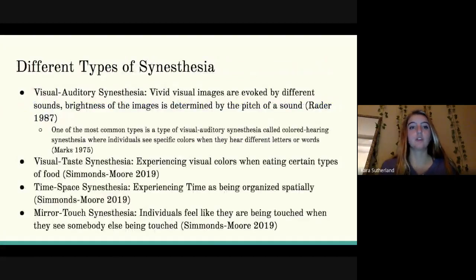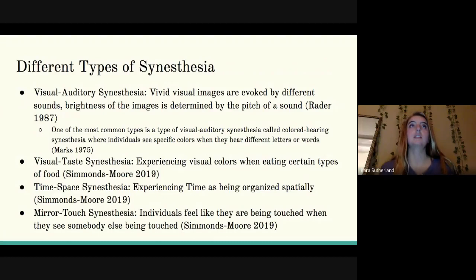So now we're going to look at some different types of synesthesia. So we have visual auditory synesthesia, which is vivid visual images that are evoked by different sounds. It's also brightness of the images, which can be determined by the pitch of a sound. So that's similar to the study that we looked at a minute ago, because one of the most common types of visual auditory synesthesia is called color hearing, where individuals are seeing specific colors when they hear different letters or words.